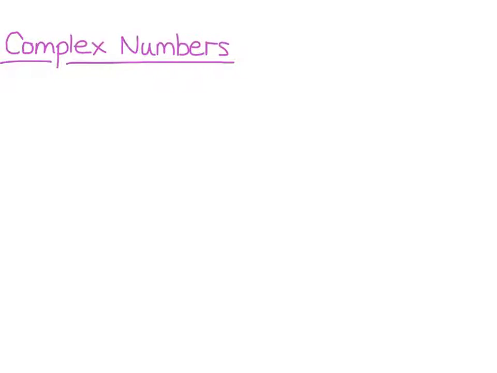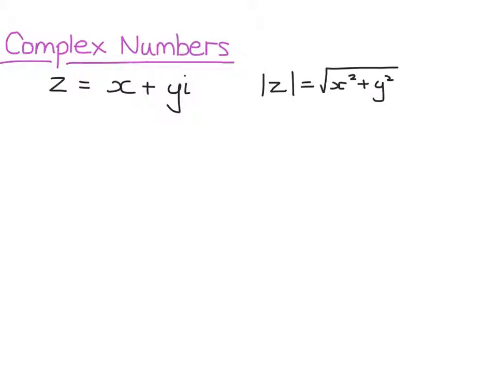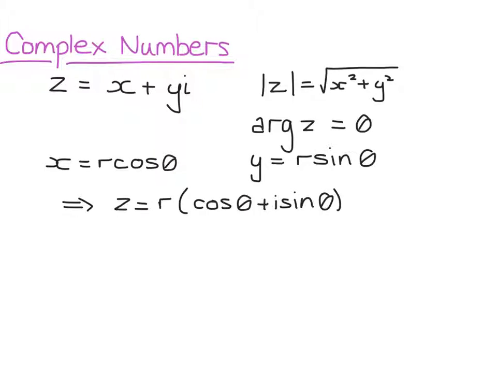Complex numbers can also be written in polar form. Consider z equal to x plus yi. Then the modulus of z is the square root of x squared plus y squared, and the argument of z is theta. As we know that x equals r cos theta and y equals r sine theta, this implies that z equals r times (cos theta plus i sine theta), where r equals the modulus of z, which is greater than 0, and theta is the argument of z, with minus pi less than theta less than or equal to pi.